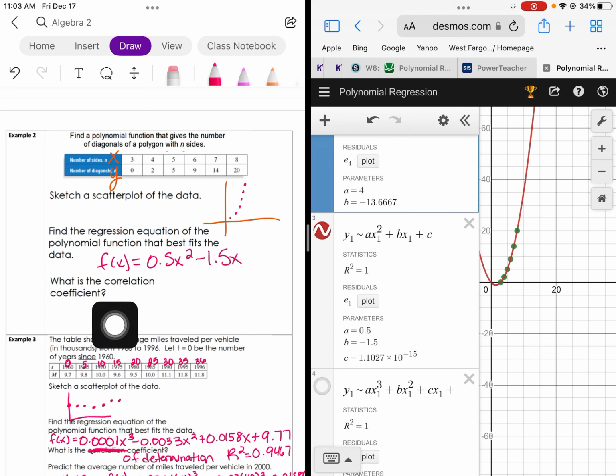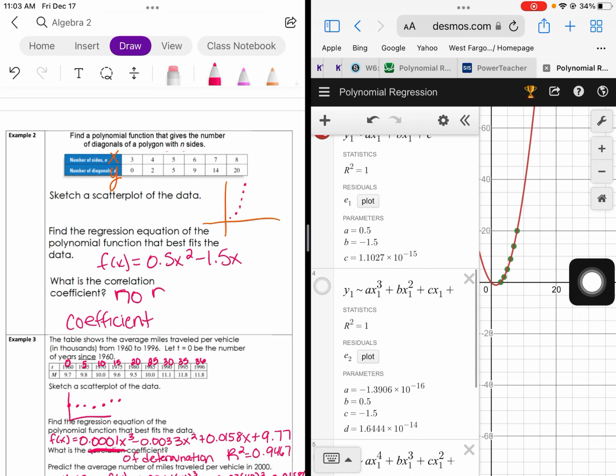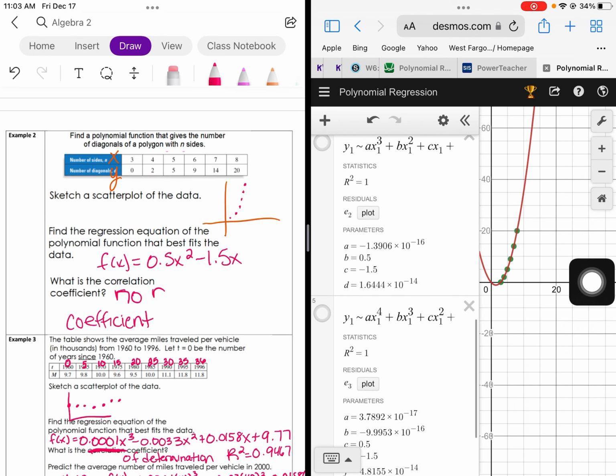Then the correlation coefficient really is just the R value. And there is no R for this one because it's quadratic. So I actually have just a coefficient of determination. You'll notice only the linear model gives me an R value. A correlation coefficient only applies to linear. The other ones don't list R. So I have no R, but my coefficient of determination is my R-squared, and that would be equal to 1 in this case.